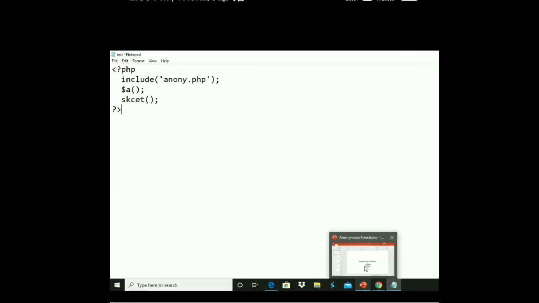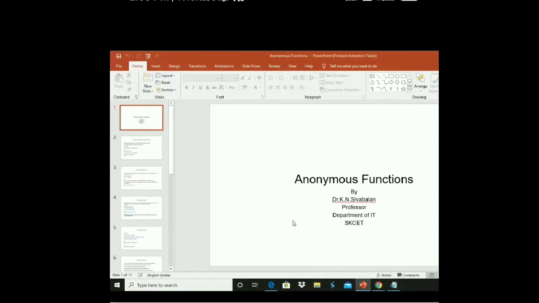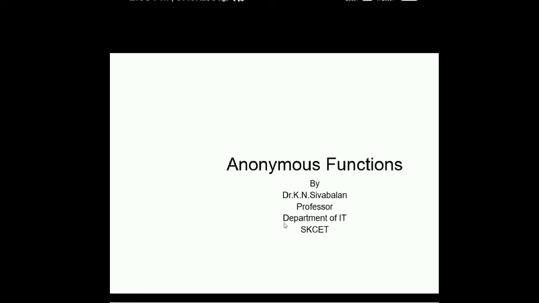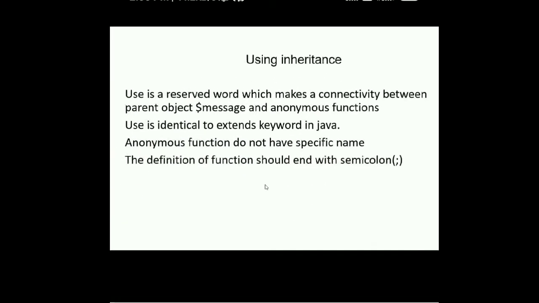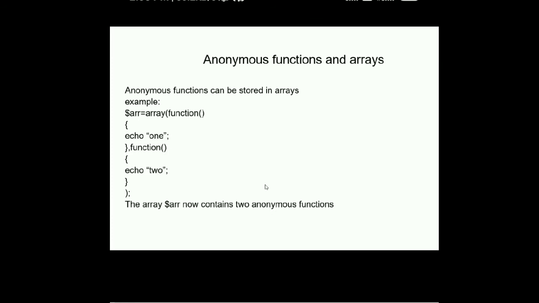So function, I think I come to the concept called inheritance. So is it clear about inheritance? Inheritance you can use with the help of the use keyword. Anonymous function should end with a semicolon. Use is actually similar to the extends keyword in Java. That's all. And that global variable is called a parent object. Here is another beauty of it: an anonymous function can be incorporated inside an array.